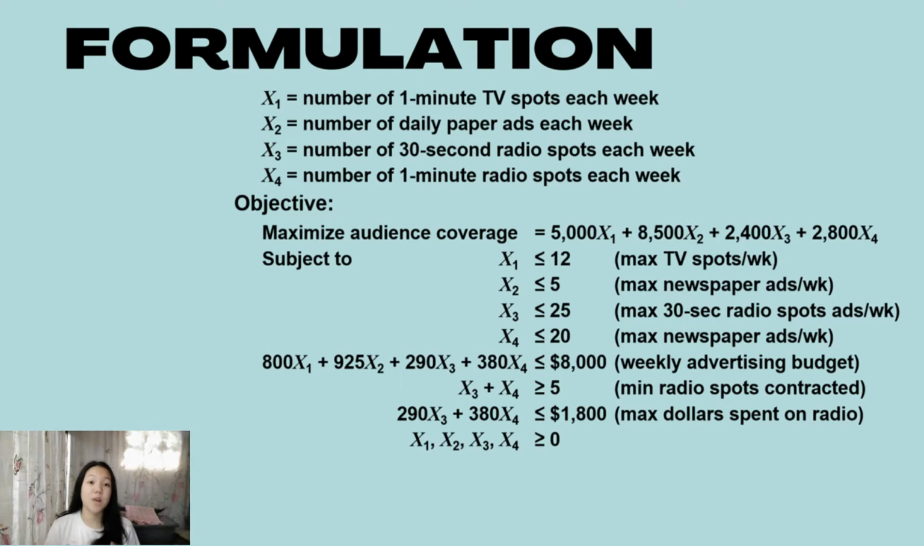And of course, its objective is to maximize the audience coverage, which is equal to the sum of the audience reach per media corresponding to the different media where it should appear. So we have here 5,000 times X sub 1 plus 8,500 times X sub 2 plus 2,400 times X sub 3 and then 2,800 X sub 4.